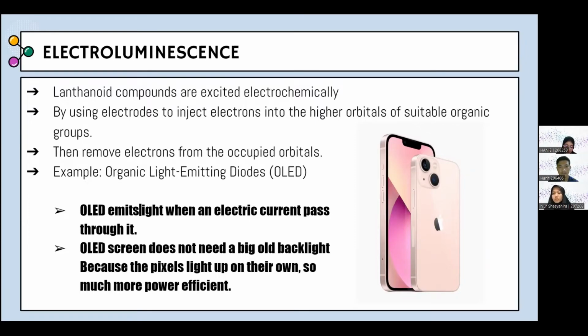Do you know that iPhone has an organic light emitting diode screen, or the short name for it is OLED? OLED emits light when an electric current passes through it. An OLED screen does not need a backlight because the pixels light up on their own, so it is much more power efficient. That's all for the optical properties.